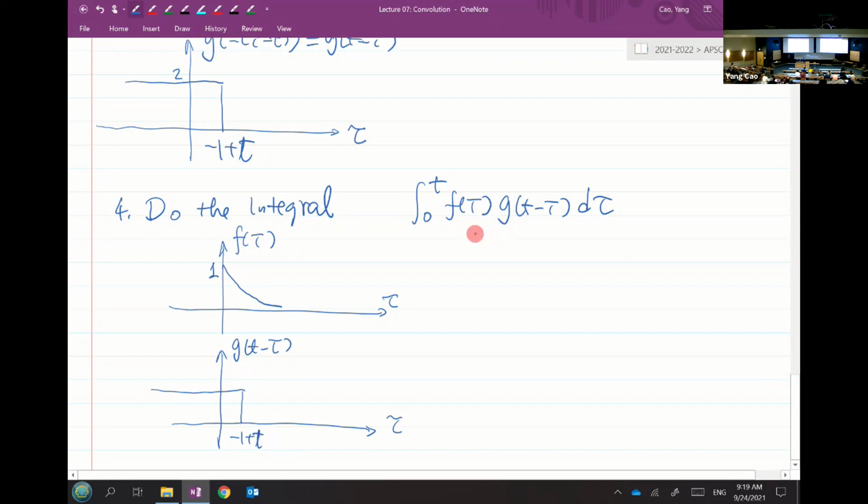All right, so get back to the integral. What's involved in the integral here? The integrand is f of tau multiplied by g of t minus tau. This is the integrand. So the integrand essentially is a multiplication of the two functions, or in other words, you're multiplying the two graphs together, right?